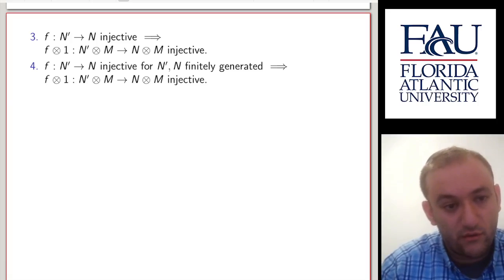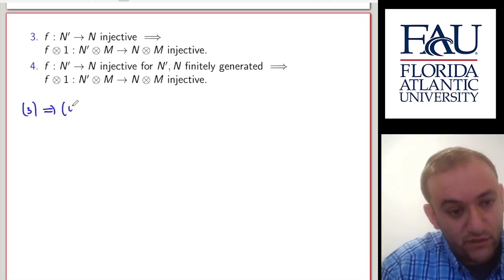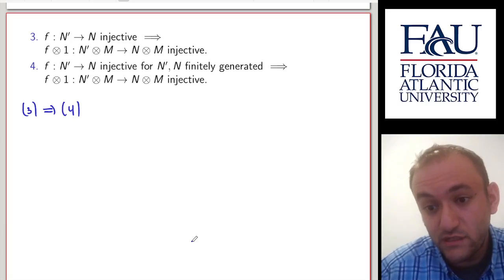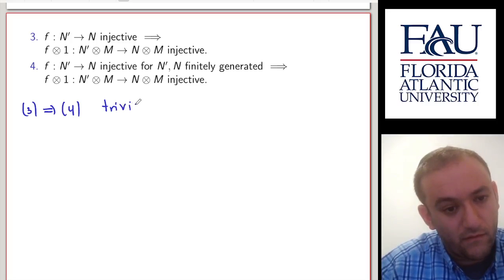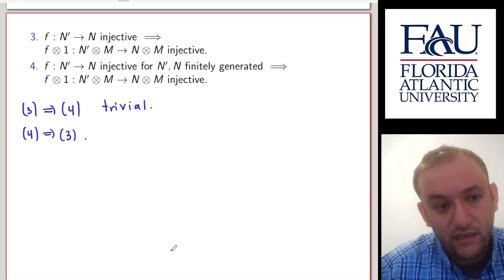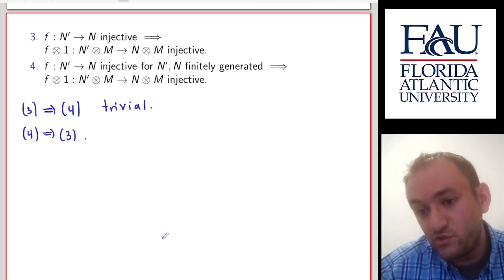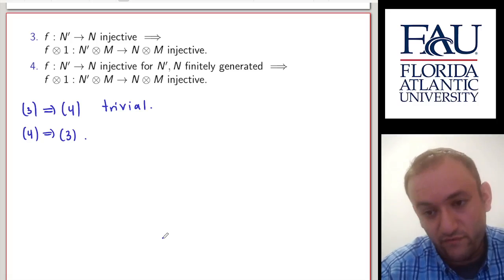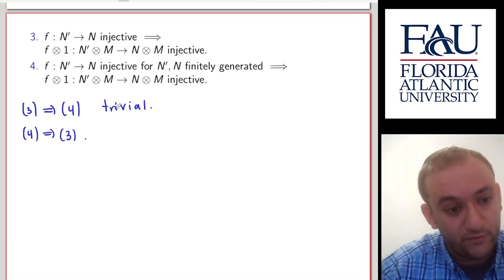And let's just show the equivalence of 3 and 4. So 3 implies 4 is obviously trivial, since if it's true for general modules, then it will be true for finitely generated modules. Going from 4 to 3 is a little trickier. And the idea here is to start from general modules and restrict your attention to the submodules, where you would find the finitely generated submodules where you would find elements of the kernel.